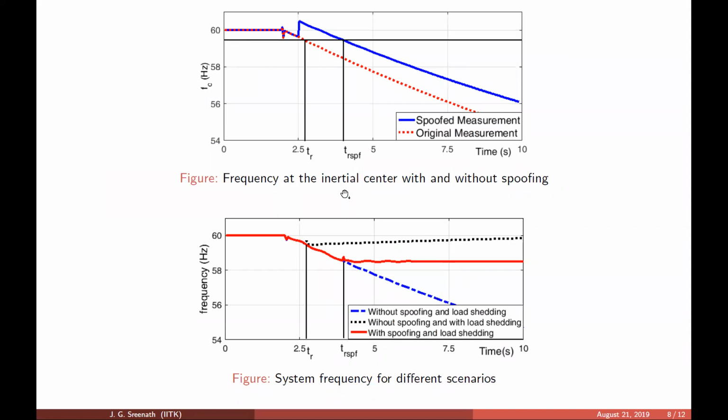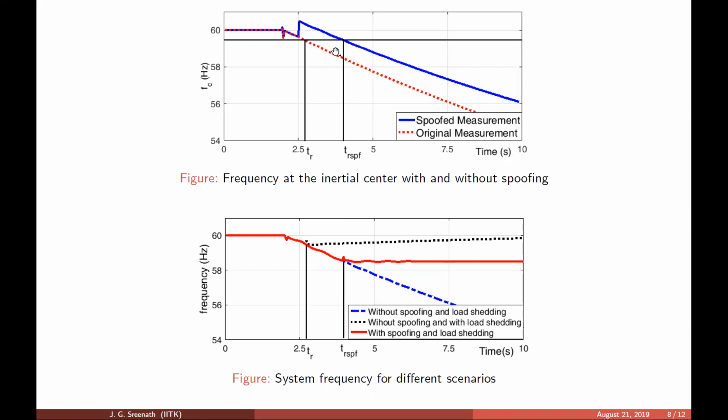So this was the experimental result that we had obtained. As you can see here, the original measurement is this one, the red line, and there was a small fault created at 2 seconds, and the threshold was set at 59.5 hertz. So once the frequency falls below 59.5 hertz, a load shedding scheme needs to be implemented. So the frequency at the inertial center is what you see here.